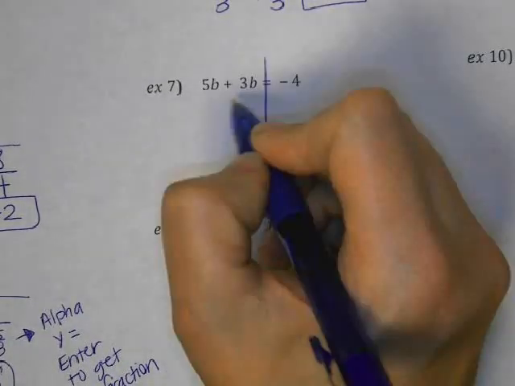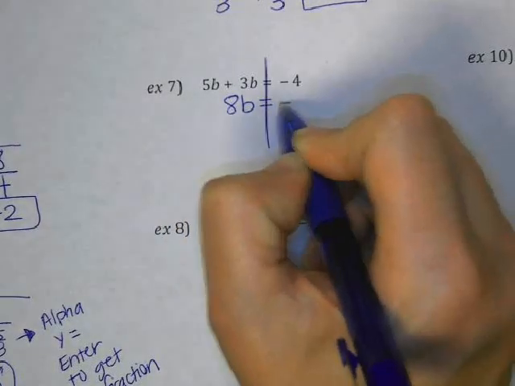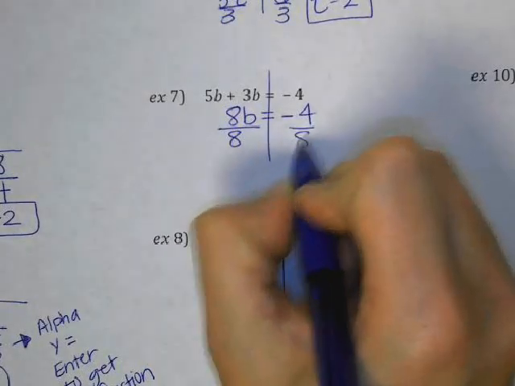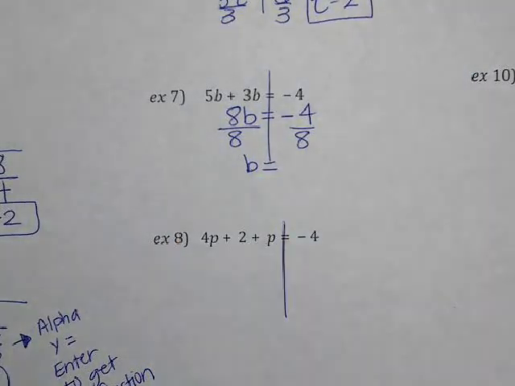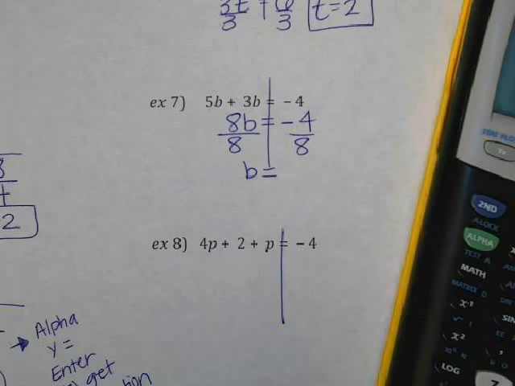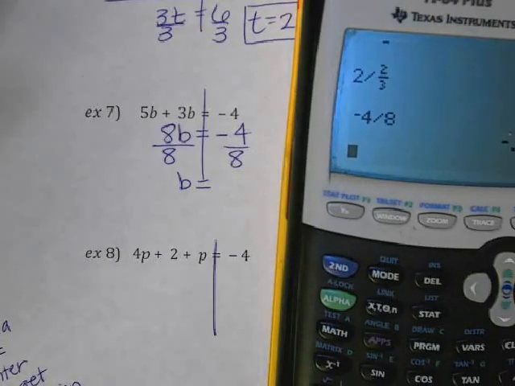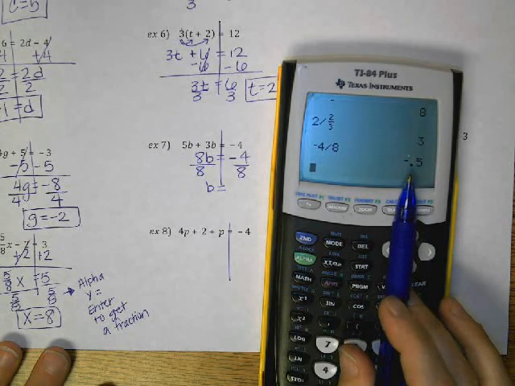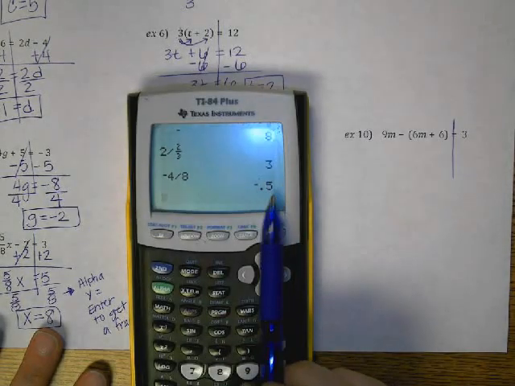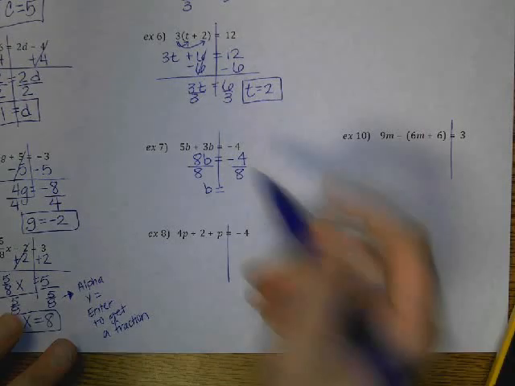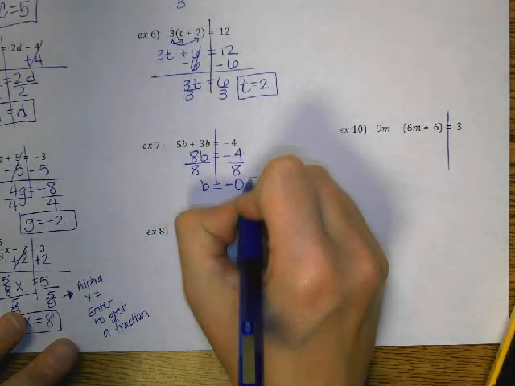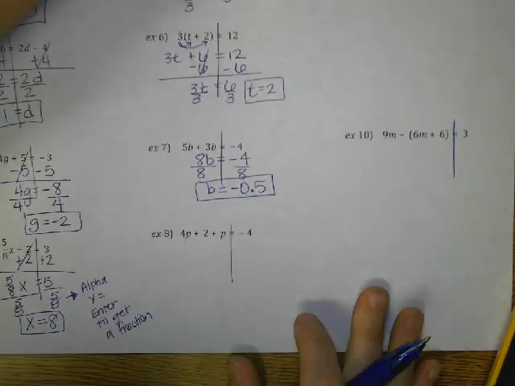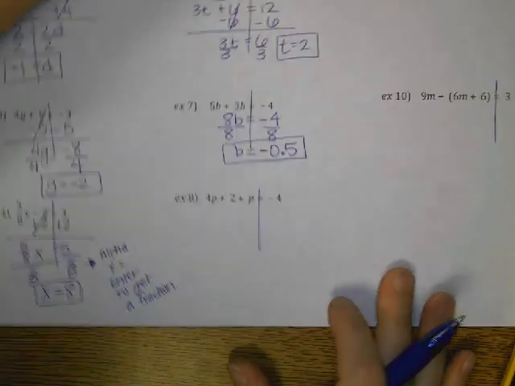3b plus 5b is 8b, 8 bananas, equals -4. And then all you do is divide by 8 on both sides. So b equals -4 divided by 8. When you type that on your calculator, you get -1/2. Okay? It's a -1/2, or -0.5. If it's a fraction or a decimal, I don't care unless it says so in the answer choices on your homework. Okay?